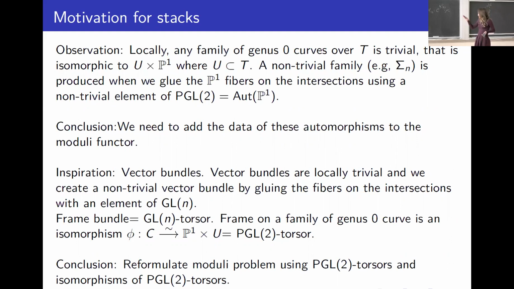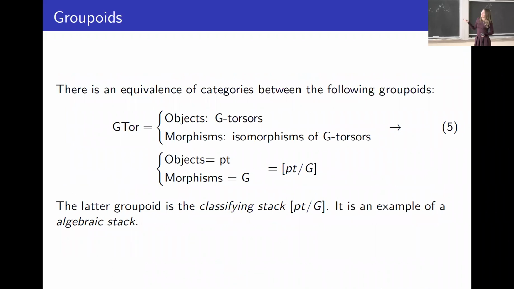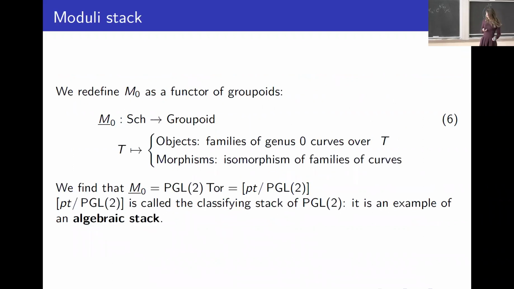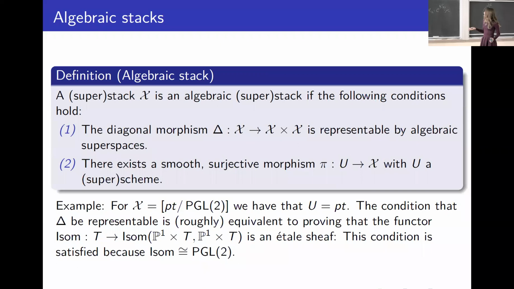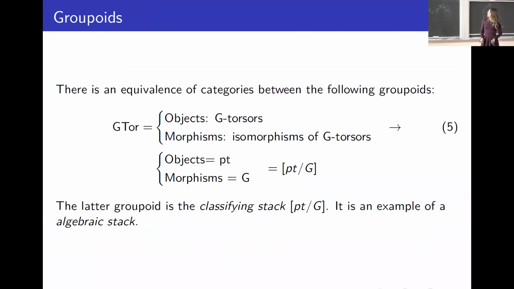Okay. And what I was trying to say here is that this is somewhat reminiscent of torsors, like G torsors. Okay, so we're going to reformulate our moduli problem in terms of PGL2 torsors. Okay, so we have this nice fact about groupoids. Now this looks kind of strange, why am I talking about this? But it's good to keep in mind that your category whose objects are all G torsors and whose morphisms are isomorphisms of G torsors is actually equivalent to your category which has one point as its object and morphisms are all the elements of G.